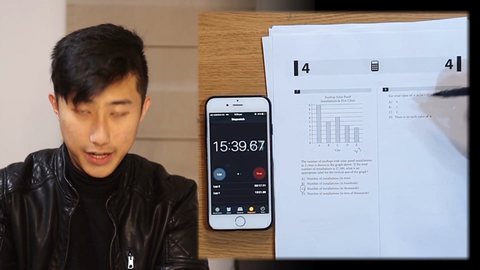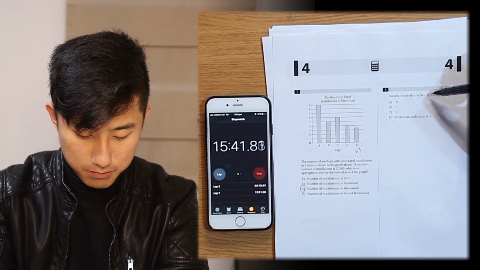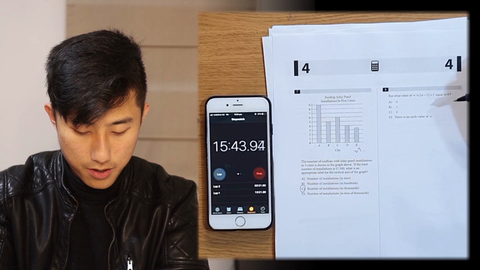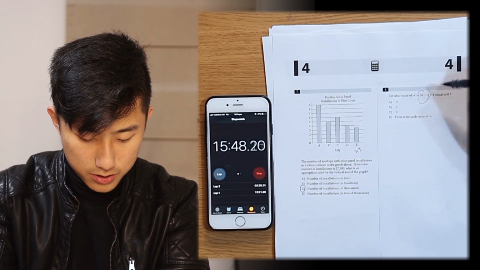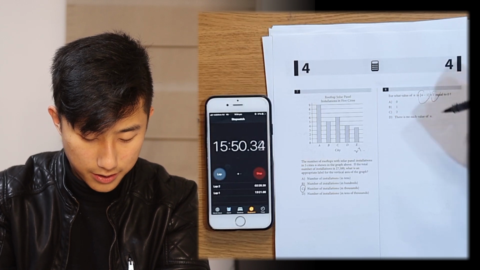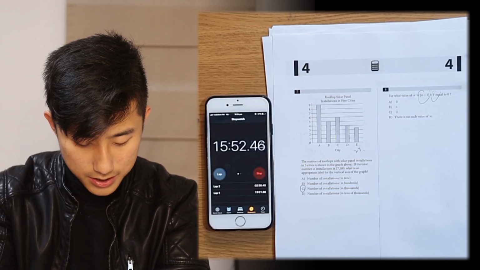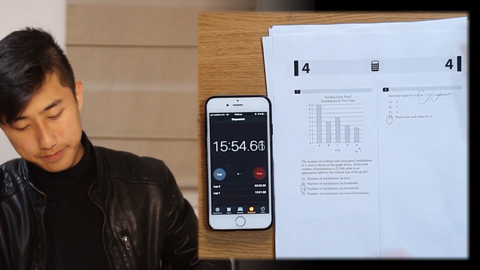For what value of n is the absolute value of n minus 1, plus 1, equal to 0? Well, this is always positive and that is positive, so there cannot be any such value of n. So D.